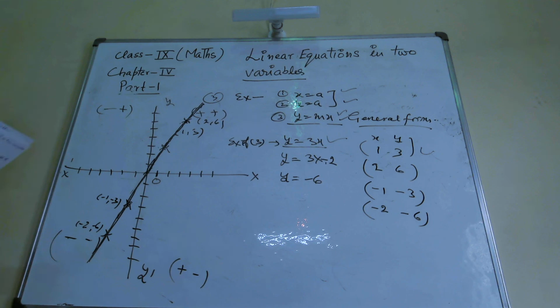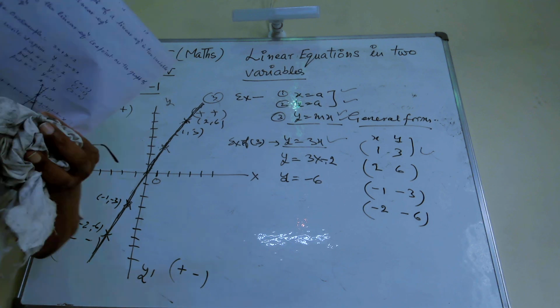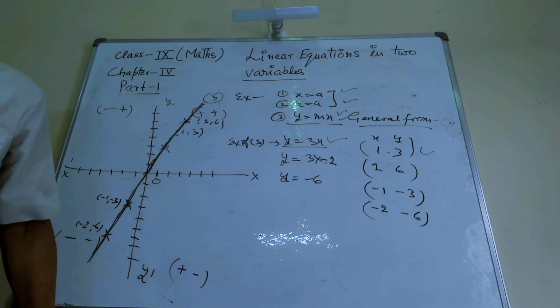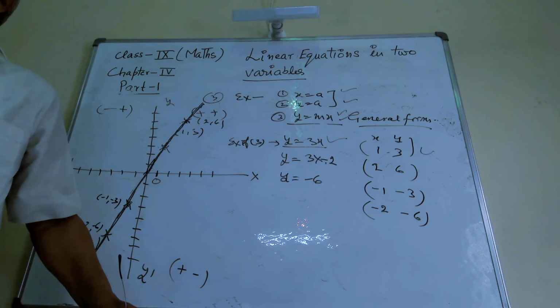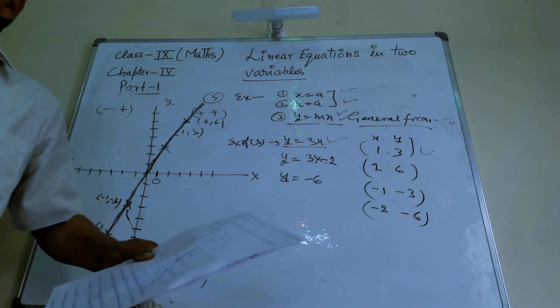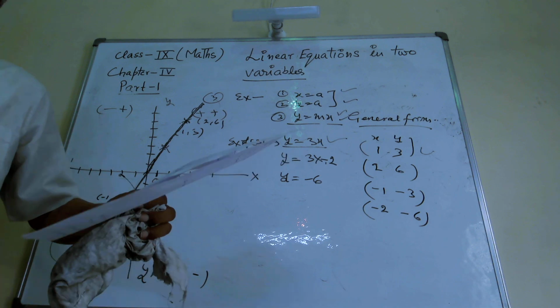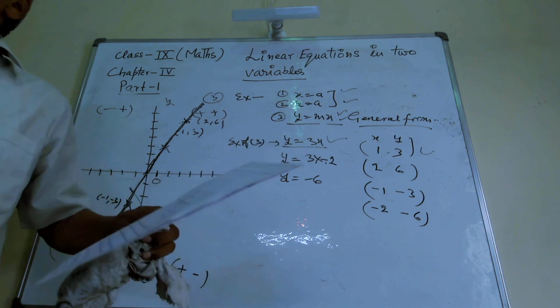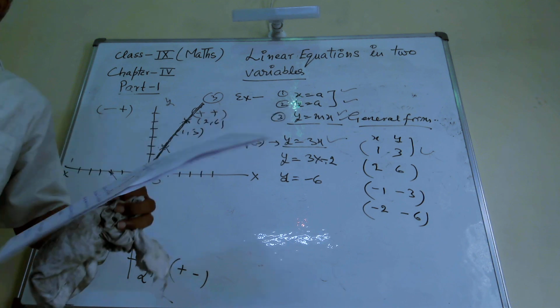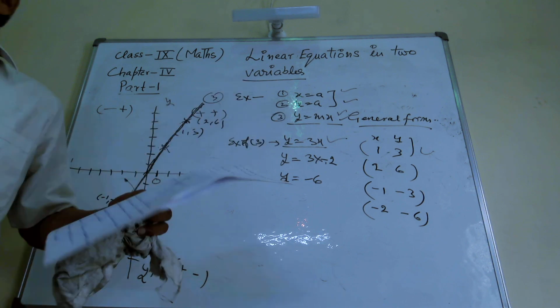Now in the next example, we will take the linear equation in two variables. With the help of the graph, you will see the line on the graph, and every point on that line will be a solution of that equation.